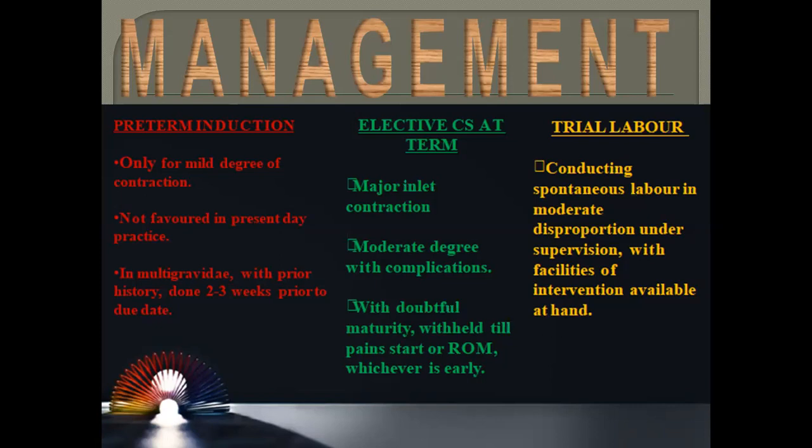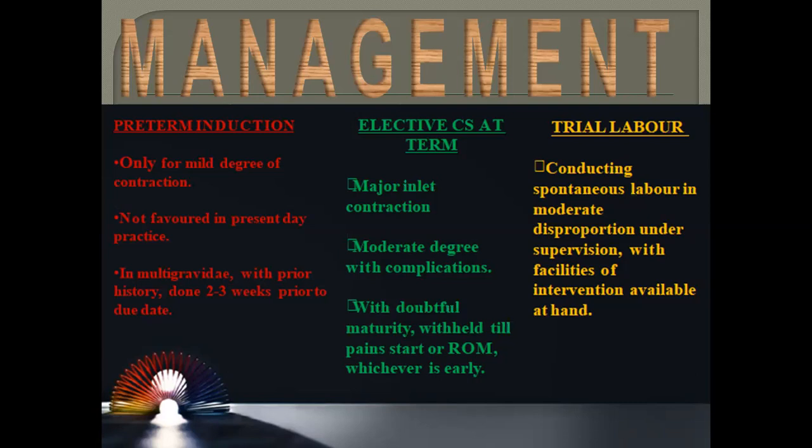Understood? So if it is a mild degree of disproportion or contracted pelvis, we can do preterm induction, before the term, because if the baby attains term, the baby size will increase more, isn't it? As the term reaches, the baby size will increase. So we try to conduct the normal delivery preterm itself, so that the baby size will not interfere with the normal delivery. This can only be done in mild degree of contraction. And nowadays it is not practiced a lot.